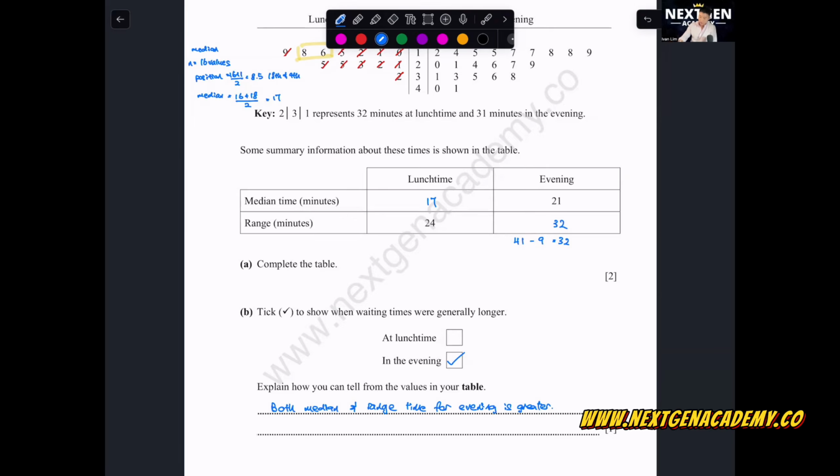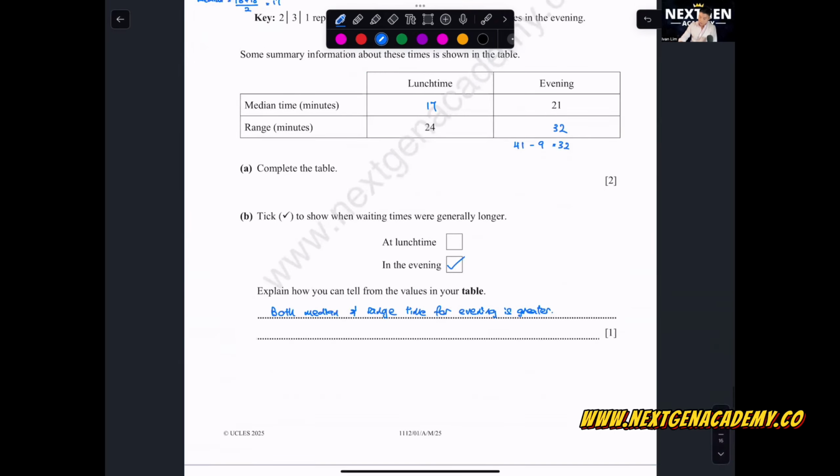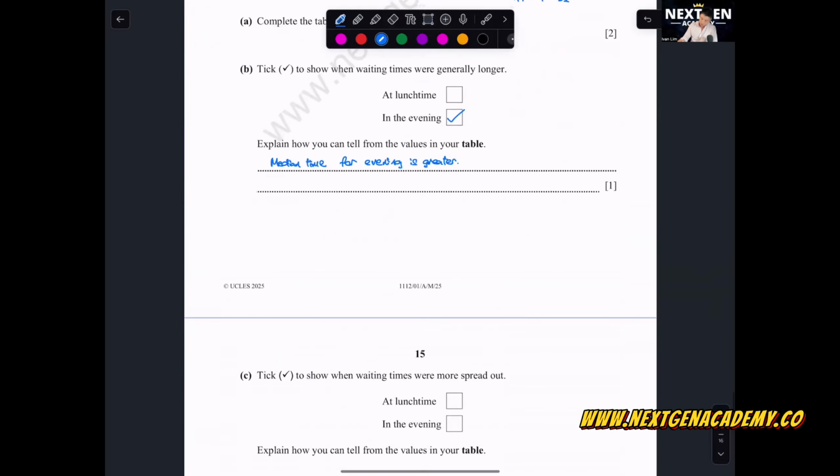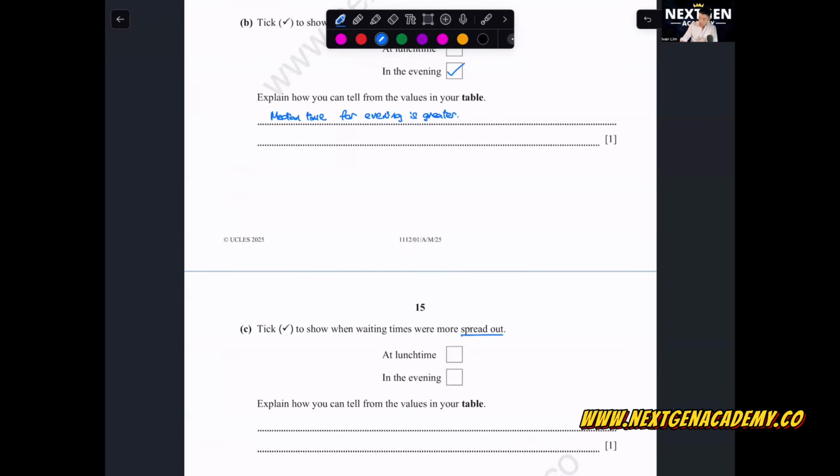Oh, sorry, I didn't see the next question. Median, because here it says spread out, right? Then we don't write range here. Erase the range, because here they are specifically asking you which one is longer. We are not looking at the range. We write here median time, because median we can say is the average time. The middle time is the average time. If you see the word spread out, spread means your range.